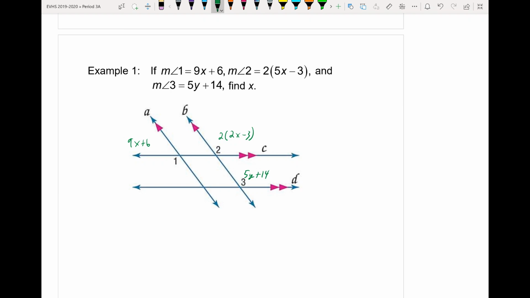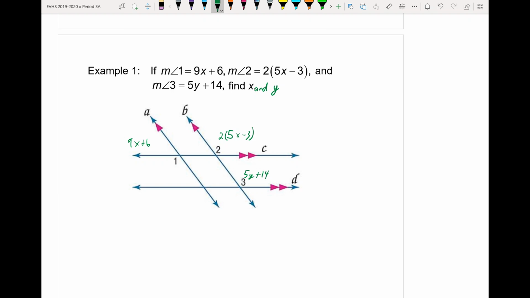Now, we've got to solve for x and y. Oh, I wrote 2 times 2x. Okay, thank you. See, this is why I don't do this in front of an empty classroom, because I would never have caught that. All right, 9x plus 6, 2 times 5x minus 3, and 5y plus 14.